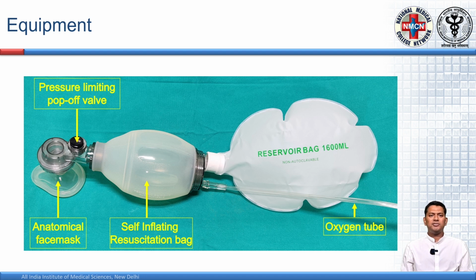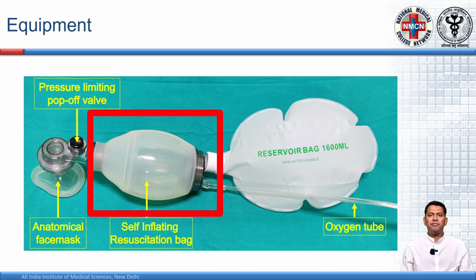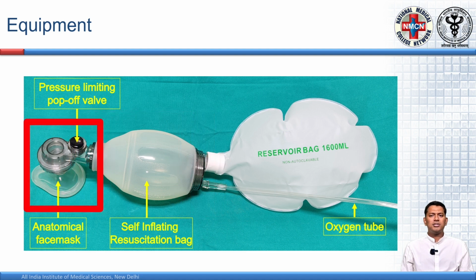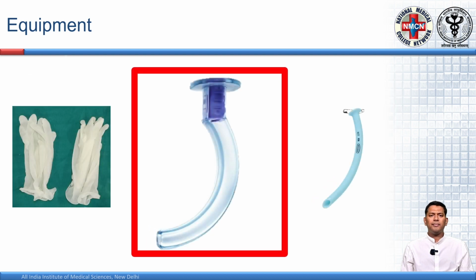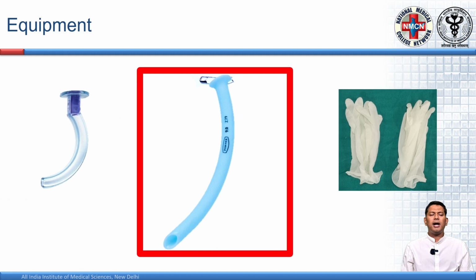Equipment required for bag mask ventilation includes a self-reinflating artificial manual breathing unit connected to an appropriate size, leak-proof or well-cushioned anatomical face mask, and a reservoir bag with oxygen tube, usually available in hospital settings. This should be attached to the self-inflating bag. However, in case of resuscitation in out-of-hospital settings, we may not have a reservoir bag or the oxygen connection. Other equipment include an oropharyngeal airway, a nasopharyngeal airway, and a pair of gloves.